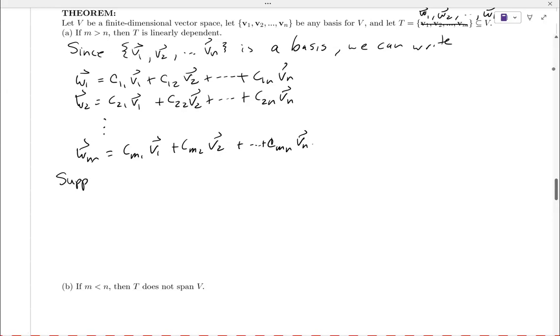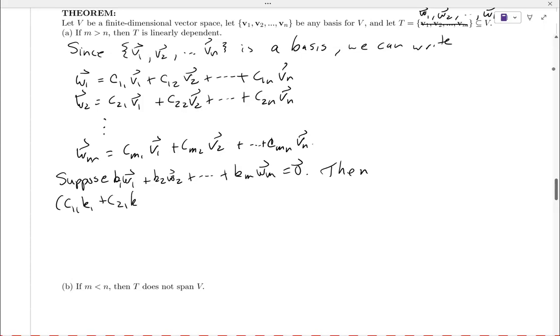So suppose we have K1W1 plus K2W2 out to KMWM equal to the zero vector. I want to start with a linear combination that gives me the zero vector. Well, if I look at this, I can rearrange things. I can collect my V1 terms, collect my V2 terms, and so on down the line. We would get what?